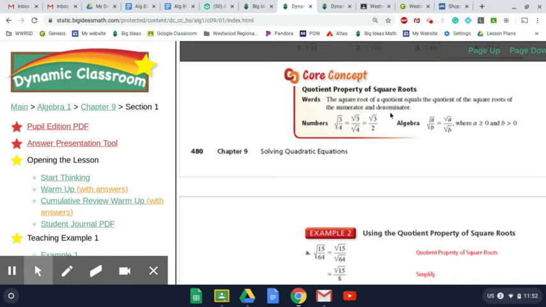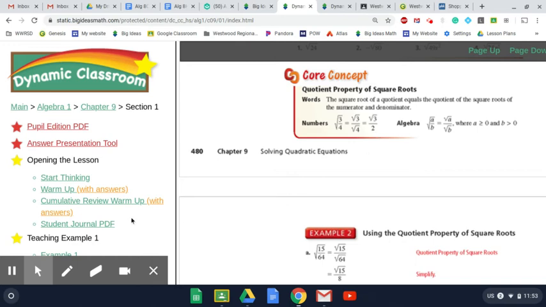Just like how we saw with the product property, the quotient property allows us to take a fraction that's underneath the radical and separate it so that the numerator can have its own radical and the denominator can have its own radical. So instead of the square root of 3 over 4, we can make it the square root of 3 over the square root of 4, and then we can simplify the numbers that are perfect squares, giving us this answer of square root of 3 over 2.